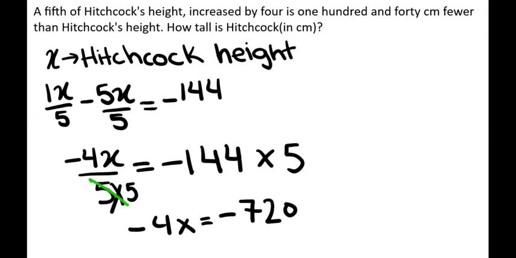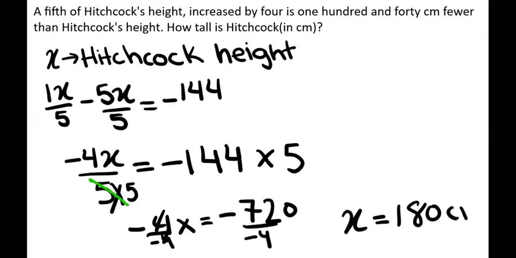And now we have to divide by negative 4 on both sides of the equation. These two 4's will cancel out, and x is equal to 180 centimeters, meaning that Hitchcock was 180 centimeters.